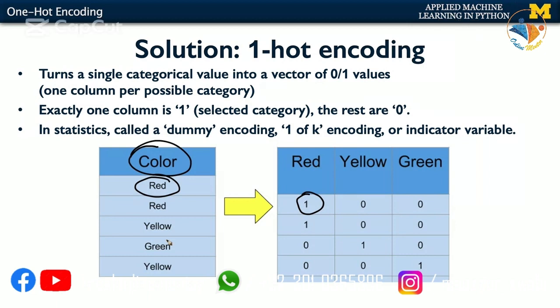Let's take another example. Let's say we want to encode the value green for this row, and that's the 4th row. So you can see that in the one-hot encoding version of green, we have a 0 for red, a 0 for yellow, and a 1 for green. So very simple idea, and it's very widely used in statistics. For example, it's called a dummy encoding or a 1 of k encoding or an indicator variable. So that's how you convert categorical values into a vector of 0, 1 values that something like linear regression can actually handle now.